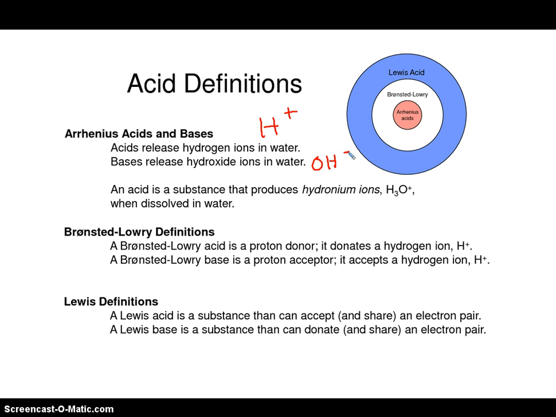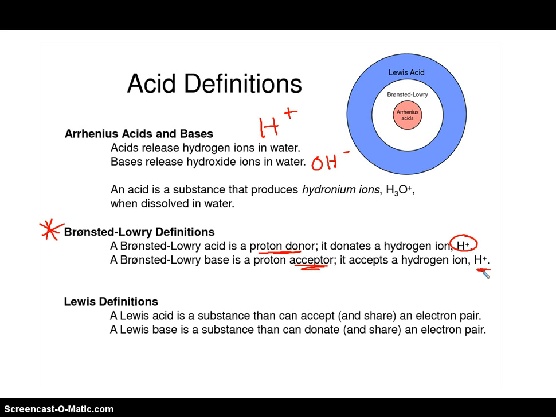So that's why acids and bases will neutralize each other. The one that I want you to focus on is right here, the Bronsted-Lowry definition. A Bronsted-Lowry acid is a proton donor. It can donate that hydrogen ion. A Bronsted-Lowry base is a proton acceptor. It's going to accept the hydrogen ion and decrease the hydrogen ion concentration.